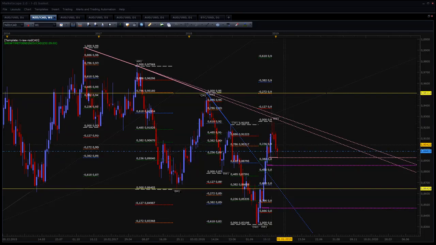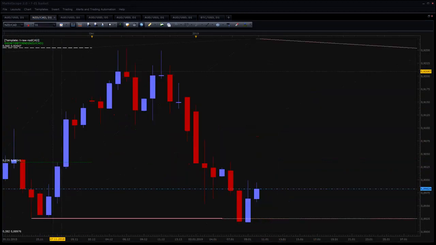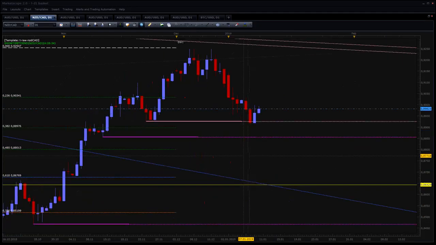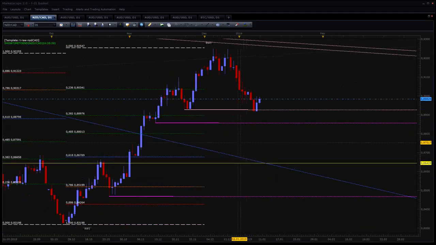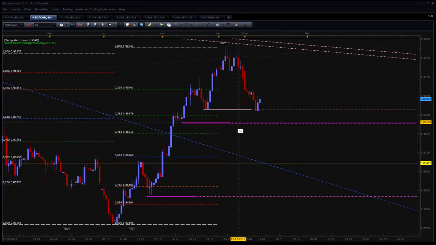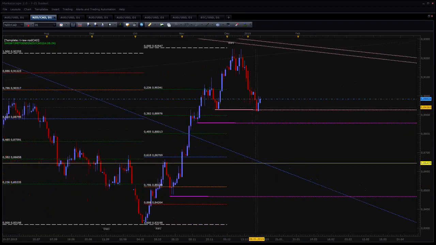So what would I do? Probably nothing at this point, because I missed it. You have tweezer tops. After these tweezer tops, 2 weeks ago, I should have traded this downwards, but I didn't. So I missed the opportunity. There we go. We have 2 evening stars in the market running down. And now it's forming support. So we just have to wait.